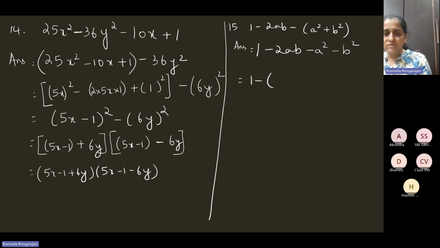Now look at the screen, the minus sign. Now we have to write these 3 terms in a bracket. Outside the bracket is a minus sign. So what is this? Minus 2ab. You should write it as plus 2ab. What is this? Minus a square. You should write it as plus a square. And what is this? Minus b square. You should write it as plus b square.